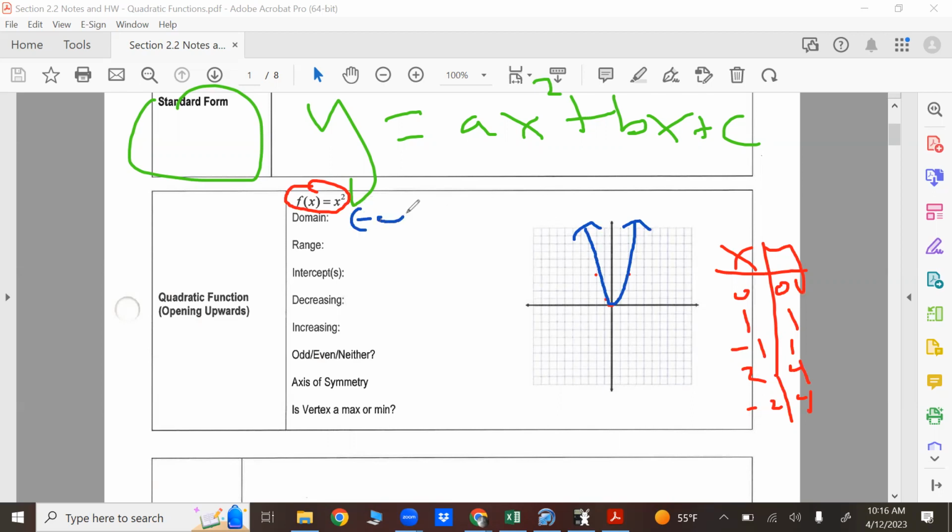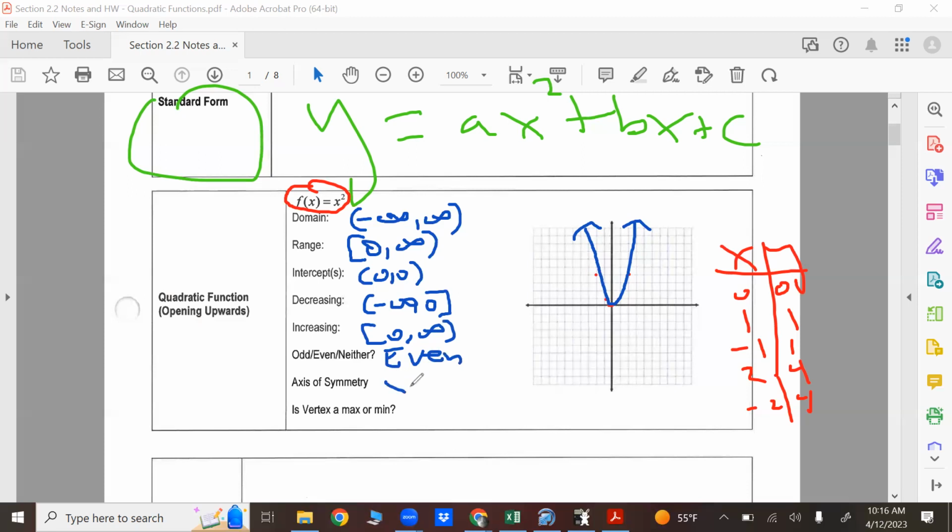Okay, domain we know is all real numbers. Range is this. The x-intercept is (0, 0). It's also the y-intercept. It's decreasing from negative infinity to 0, increasing from 0 to infinity. It is an even function. Axis of symmetry is x equals 0. And the vertex is a minimum.